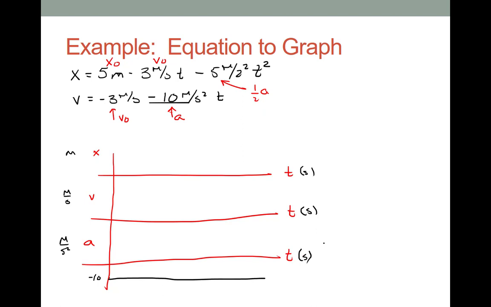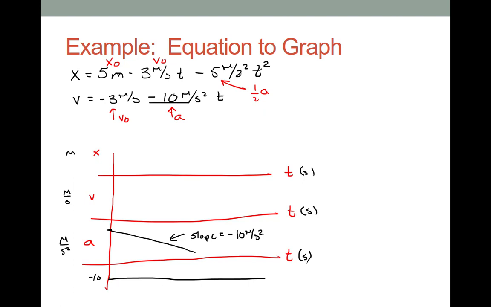Okay. Our initial velocity is negative 3, so that is going to put this here. And the slope of this graph has to be negative, which means it's going to go down, and it's going to keep going down, but I don't want it to cross the acceleration graph, so I'm going to let it go. And remember, the slope of this line should equal negative 10 meters per second squared, because the acceleration is the derivative of the velocity.